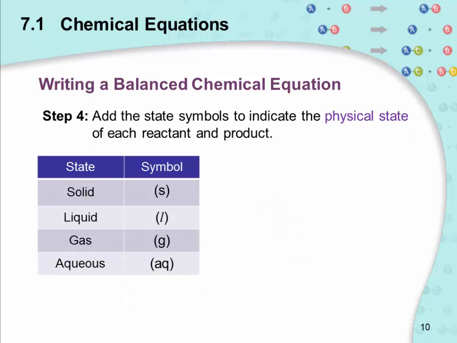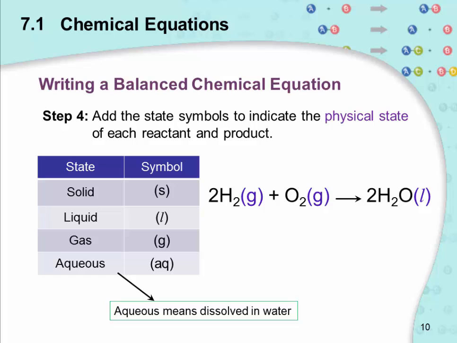Then you add the state symbols to indicate the physical state of each product and reactant. In this case, hydrogen is a gas because g is a gas, oxygen is a gas, while water is formed as a liquid. So you must remember, solid is represented by s, liquid is l, g is gas, and aqueous is aq.